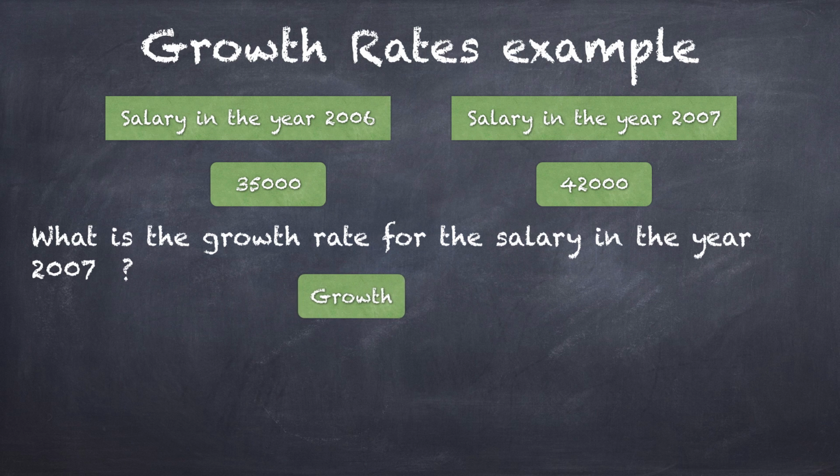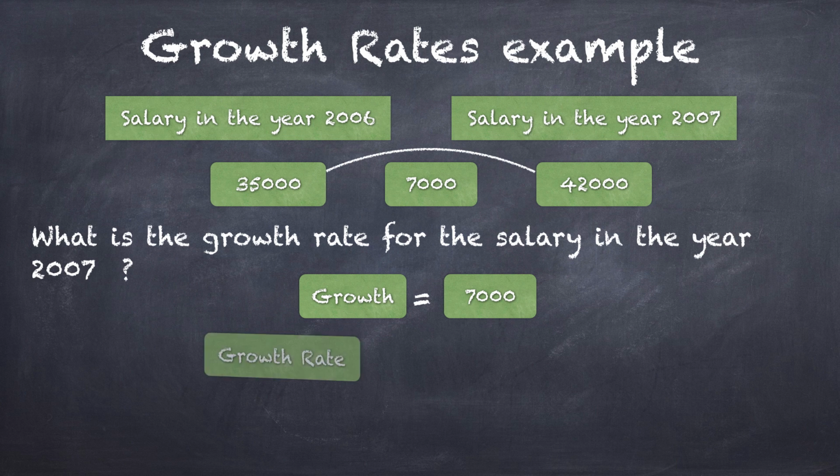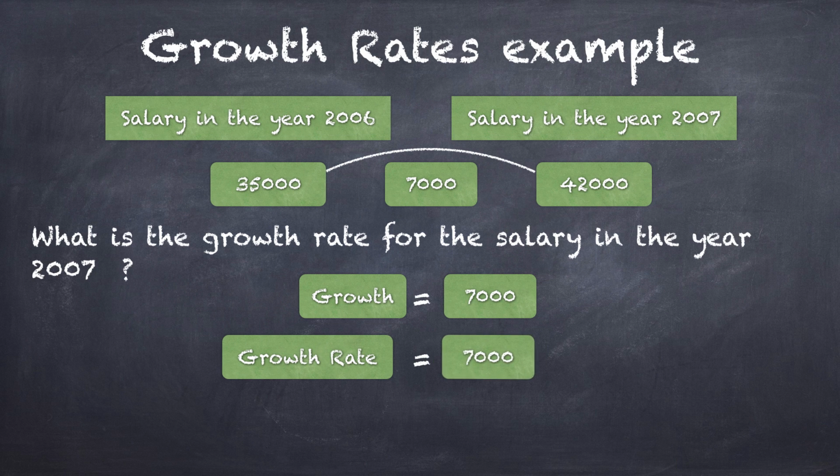You can interpret the question in your own language. Basically the question is, 42,000 is what percent more than 35,000? Or the growth, that is the difference between 42,000 and 35,000, is what percent of 35,000? So we can see that the growth is 7,000. It has gone from 35 to 42. And my question was growth rate.